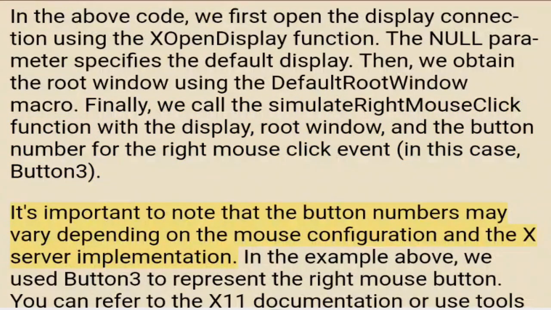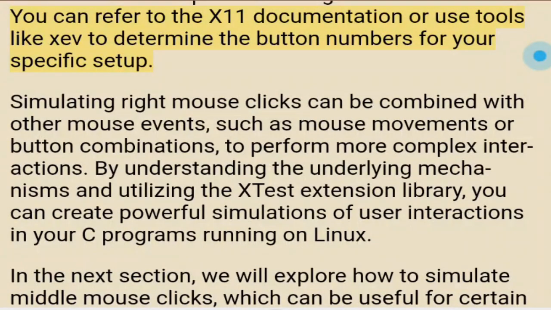It's important to note that the button numbers may vary depending on the mouse configuration and the X server implementation. In the example above, we used button 3 to represent the right mouse button. You can refer to the X11 documentation or use tools like xev to determine the button numbers for your specific setup.